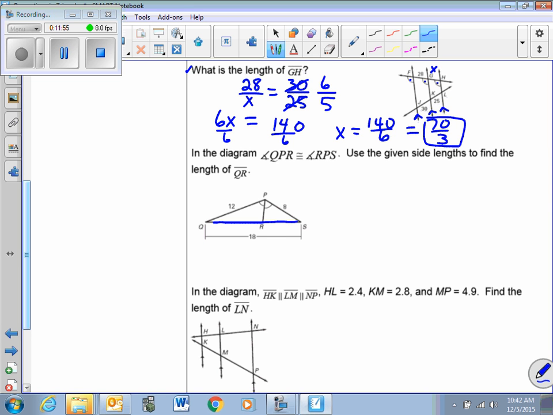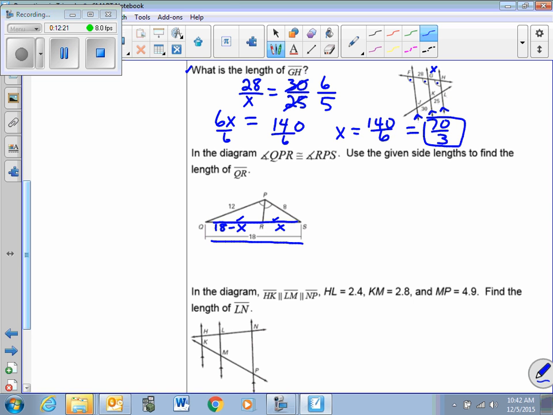All right, I've got the angle bisector, so I know that this and this are proportional to 12 and 8. But I don't know what these side lengths are. What I do know is that this entire side length is 18. So I'm going to have to call one of the parts x and the other part 18 minus x.